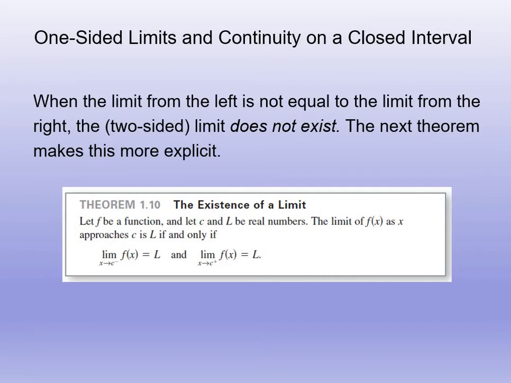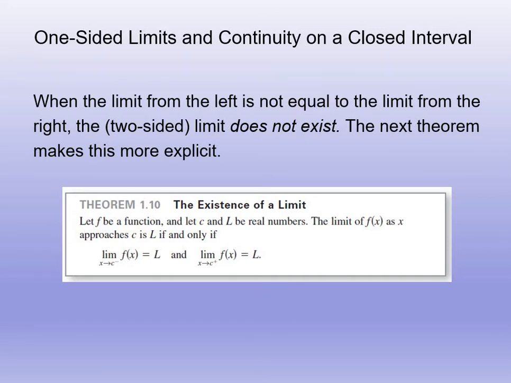So it says, let f be a function and let c and L be real numbers. The limit of f of x as x approaches c is L if and only if the left-hand limit, as x approaches c from the left, and the right-hand limit, as x approaches c from the right, both equal L. So that's the only way to tell if a true limit exists, because the left-hand limit and the right-hand limit are going to the same value.